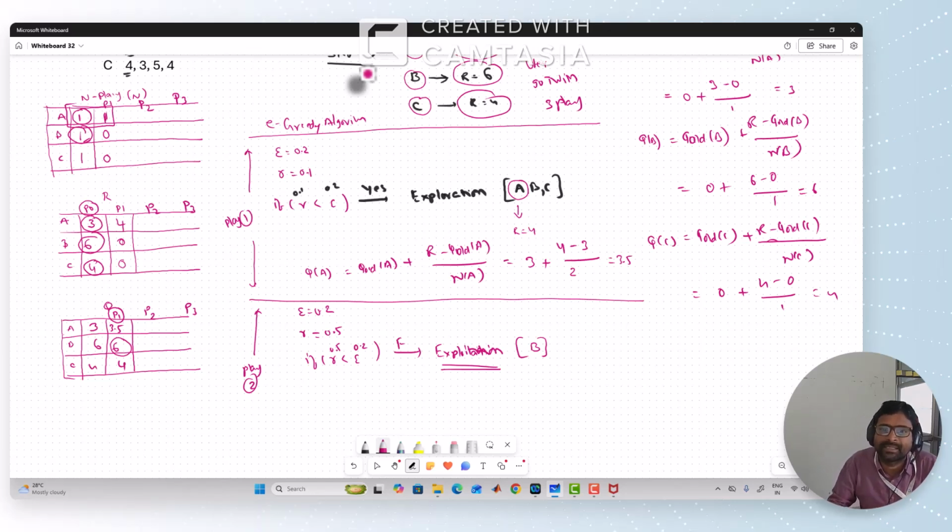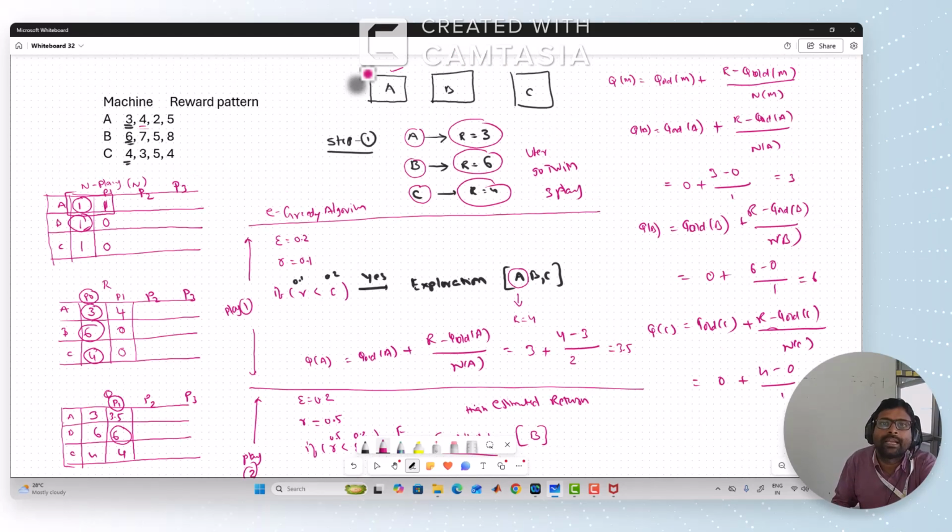Exploitation means the highest estimated return machine will be chosen to play. So what is the highest estimated return machine? It is B. 6 returns are there. Average or highest estimated return is 6. It is the maximum. So that is suggested here. Now that means the user goes and plays with machine B.